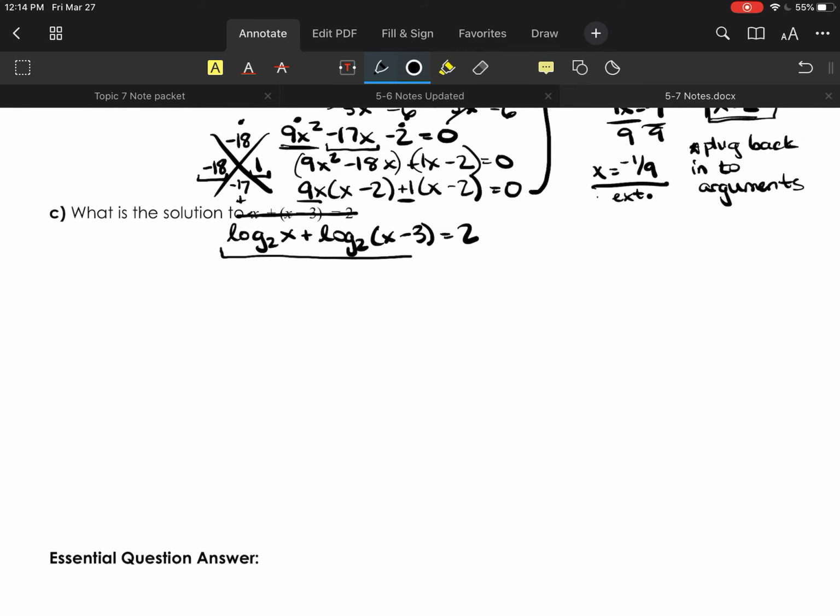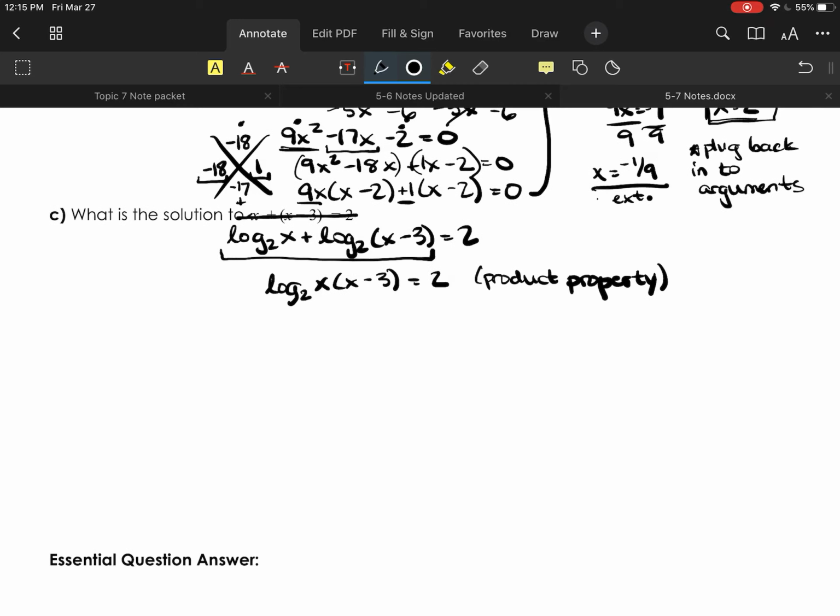So I'm going to use the product property to combine these. Product property says if you have two logs added together, you can condense them by multiplying together the arguments. So I'm going to rewrite this as log base 2 of x times x minus 3 and set that equal to 2. So again, that is the product property. Use that foldable if you're confused. That way you have the properties in front of you at all times. So, now what the heck can I do?